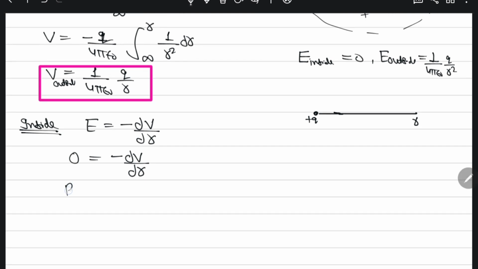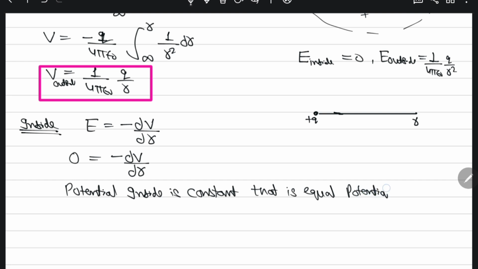So potential inside is constant and that is equal to the potential at the surface. So the potential inside comes out to be 1 upon 4 pi epsilon naught q by r.